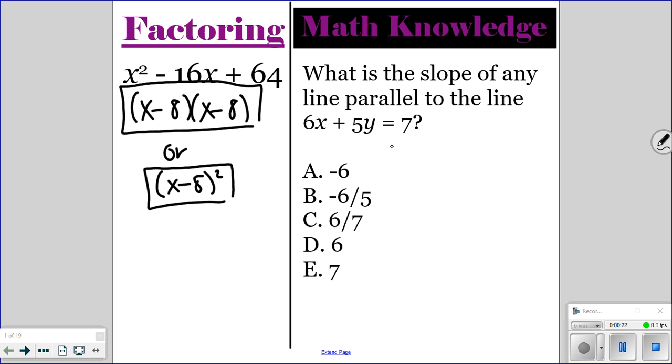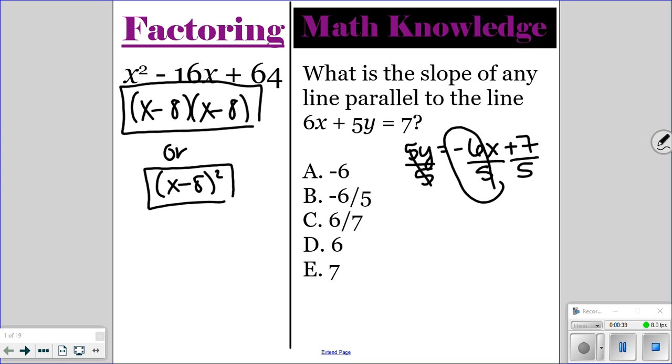For the math knowledge question, we want to find the slope for a parallel line. So the first thing we have to do is solve for y. So 5y equals negative 6x plus 7, and then divide by 5. And our slope would be right here, negative 6 over 5. So that would be your answer there.